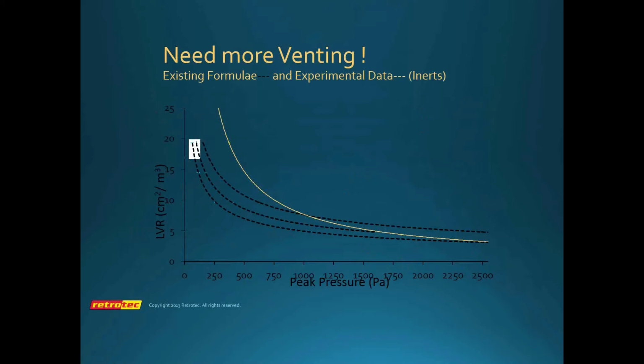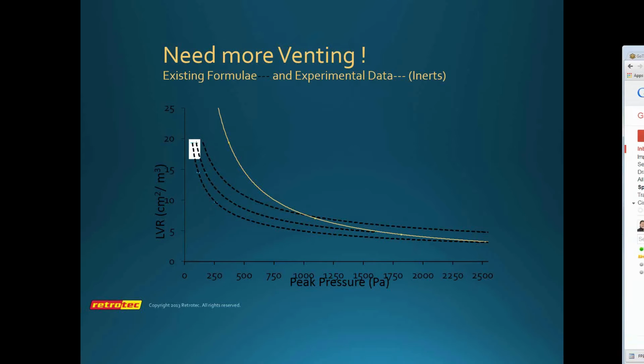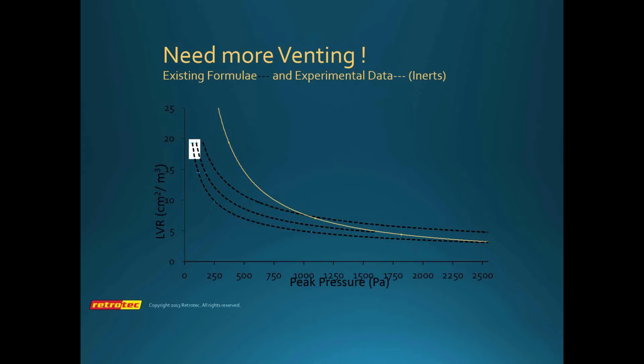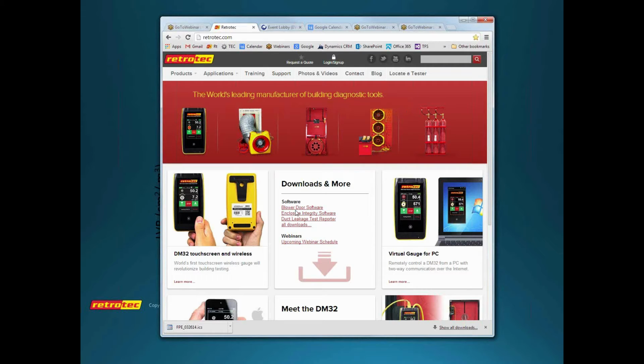Now, as far as the software is concerned, getting a copy of it, I can't send you a copy, but you can download it from our website. If you go to www.retrotec.com, let me just take a quick look here. I'll show you where to find that. Pretty easy. Just go to our main page, and right in the front where it says downloads, you just simply download the enclosure integrity software there, and the current version does not have the peak pressure calculator or the designer calculator in it.